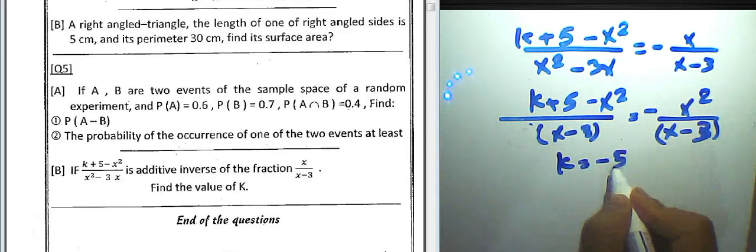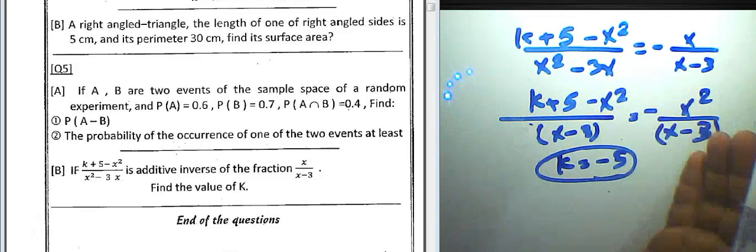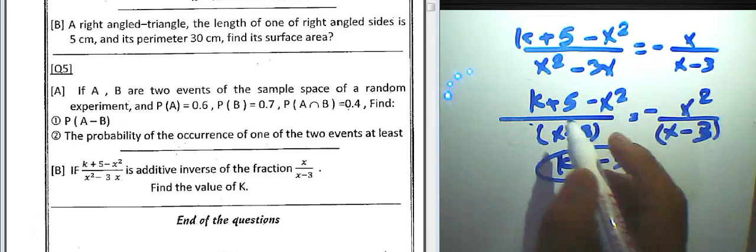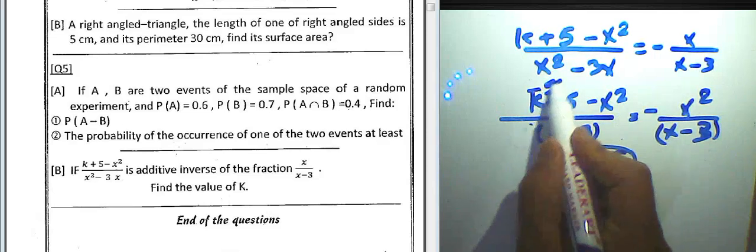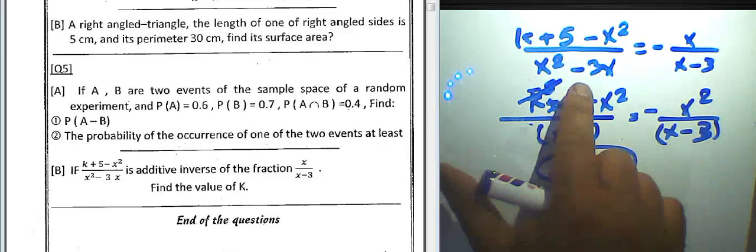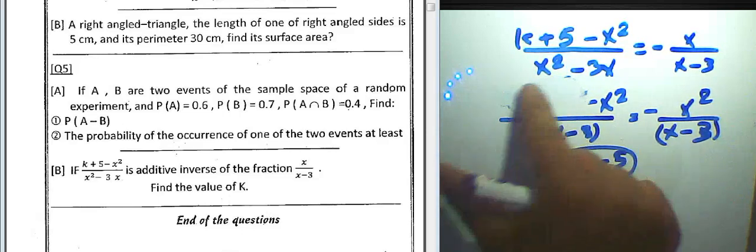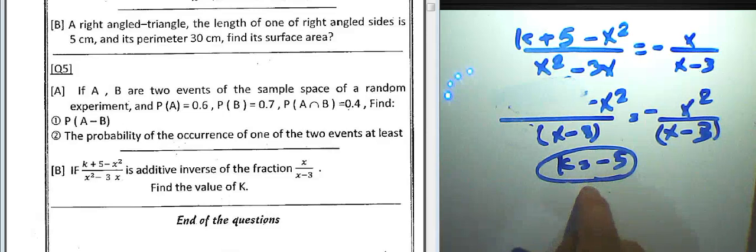If k equals negative 5, then negative x power 2 over x minus 3 equals this expression. So we must put here negative 5, because negative 5 plus 5 equals 0. We can cancel 2 terms here. If we put k equal to negative 5, then the left hand side will be equal to the right hand side. Then k must be equal to negative 5.